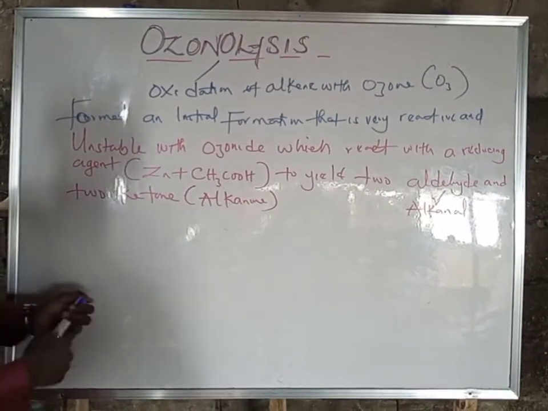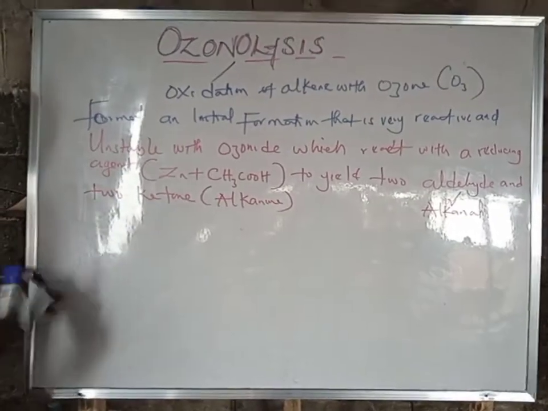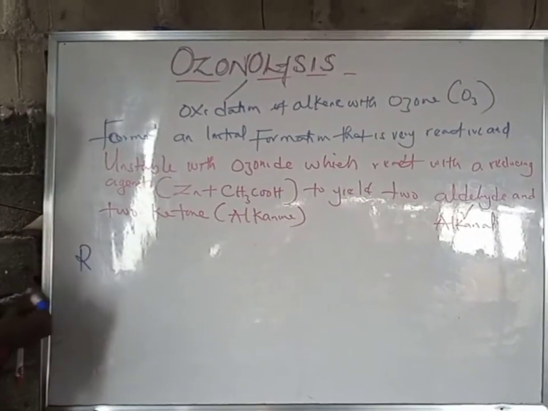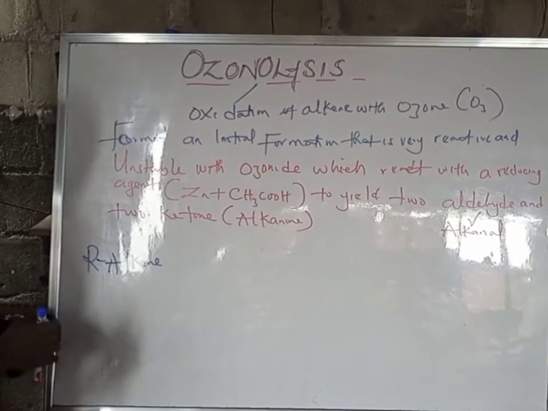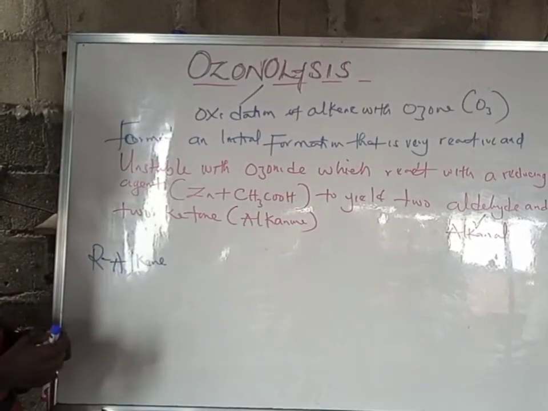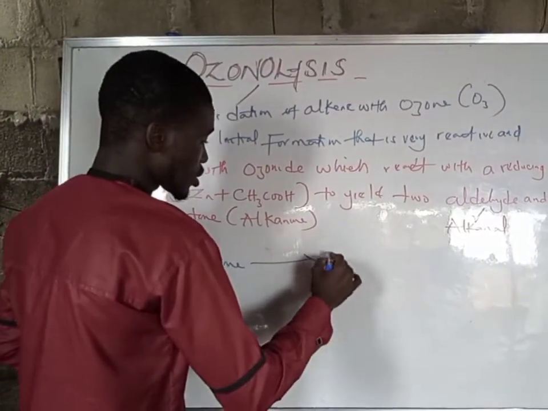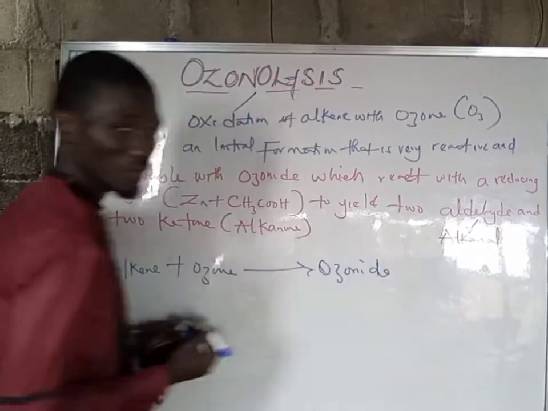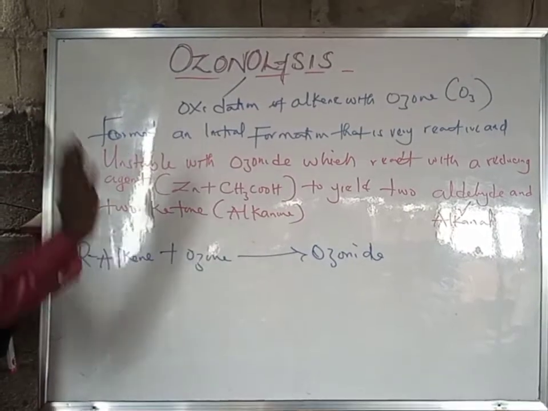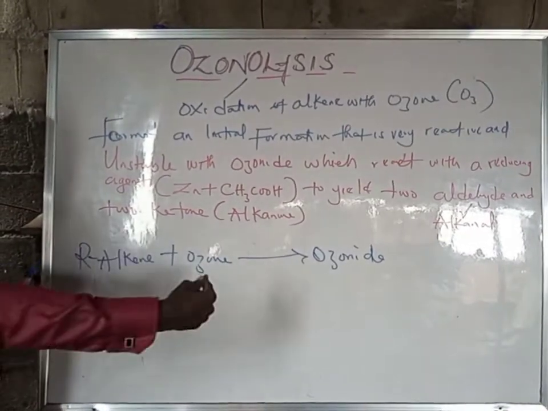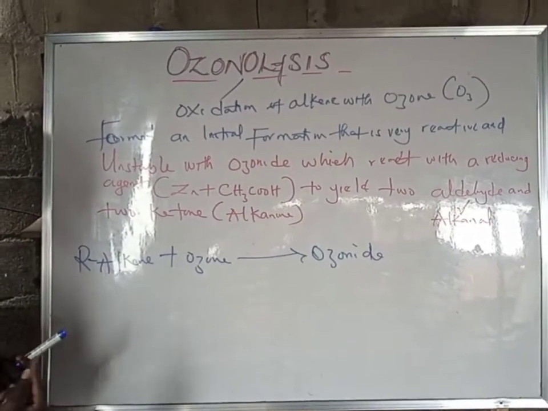So now, let's take the reaction of this ozonolysis. The first thing we are going to have is alkene, because we are talking about the reaction of alkene with what? Ozone. Alkene plus ozone is going to yield what? Ozonide. And one thing you should note is, when these react together, the answer is going to give us what? Ozonide.